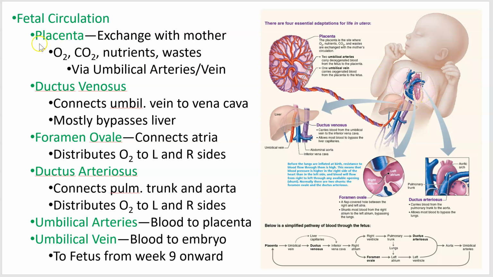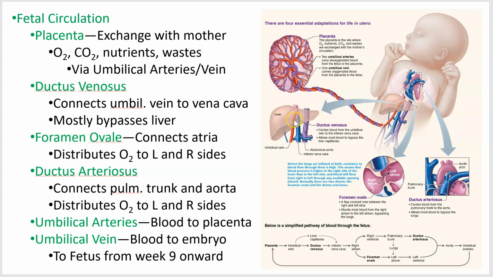So let's go over some of the structures. Placenta, we've already talked about it. Here's what it does. There it is. And these are the umbilical arteries and vein. In this case, the umbilical arteries are the blue ones going this way, and the umbilical vein is the single red one coming this way, right?